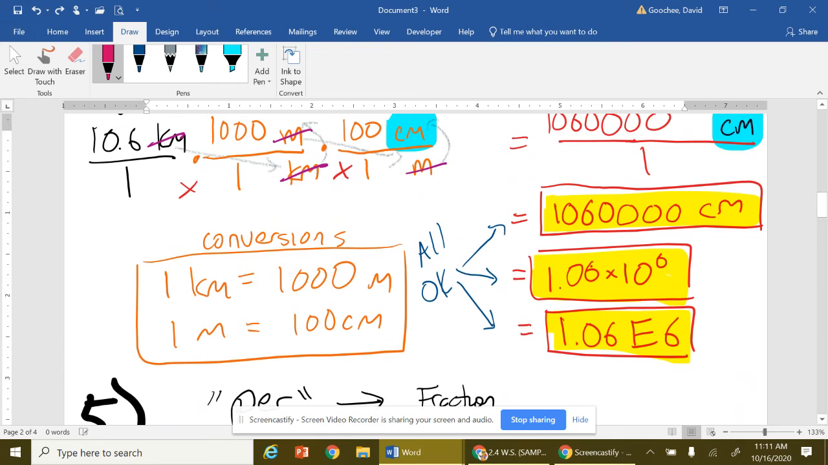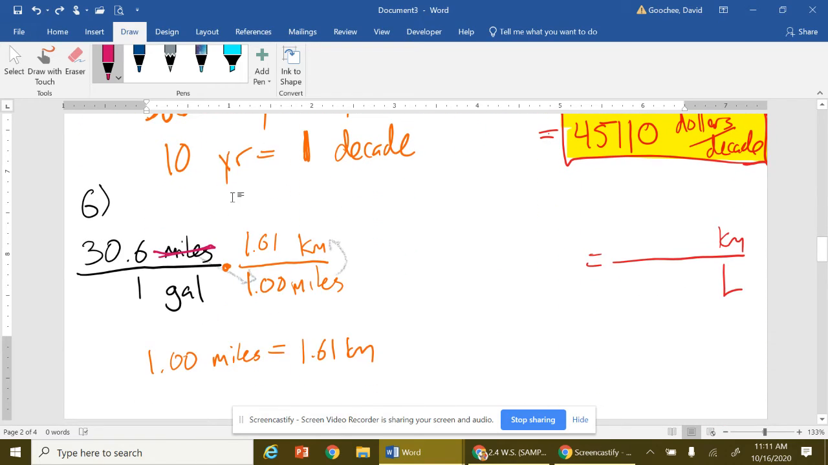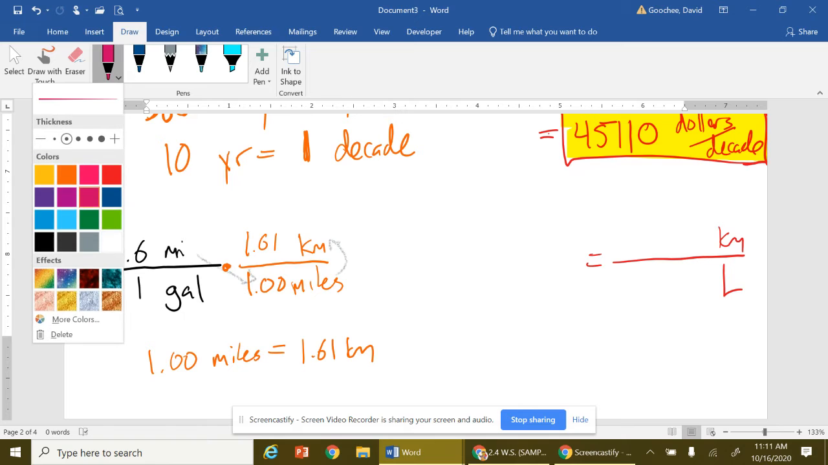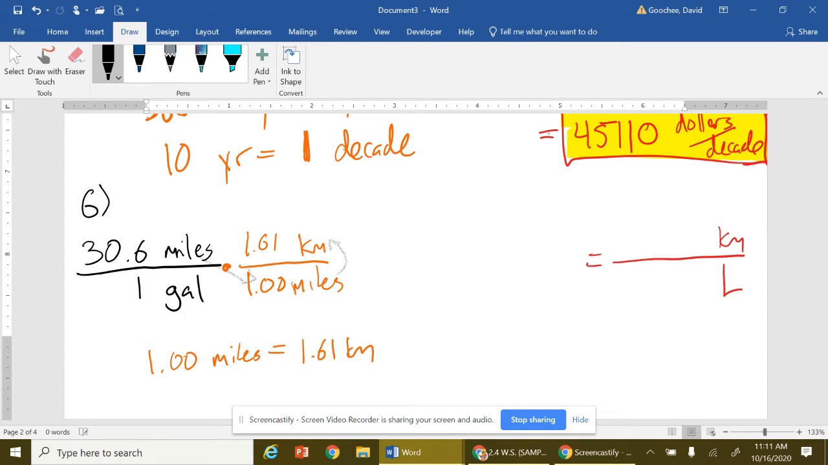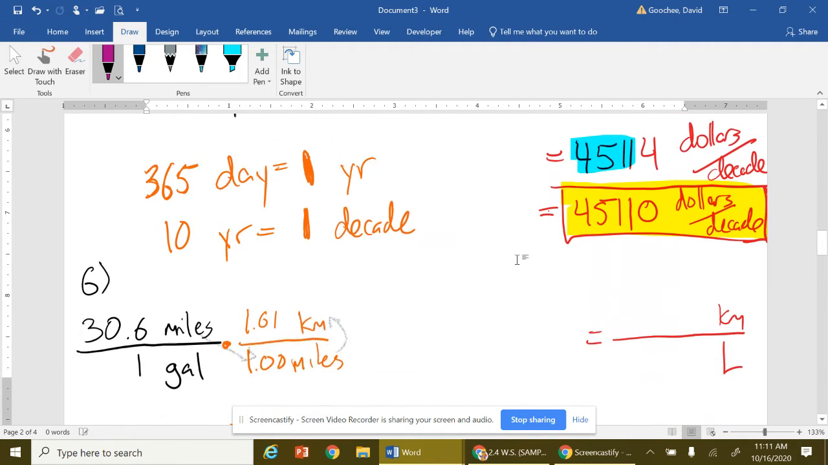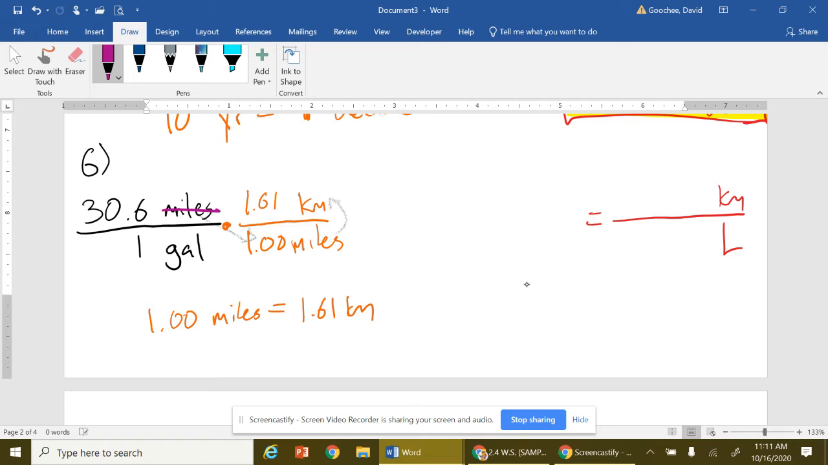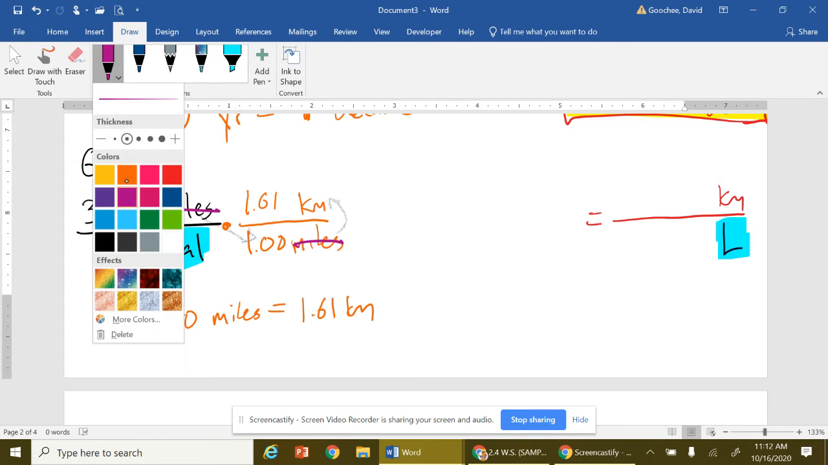Make it look a little neater. All right. So look, we have gotten rid of miles. And so now on top, we have the unit of kilometers, and that's what we want on top. So we are done converting the top units, all right? But we're not done with the problem yet, because we still have the problem with these bottom units. We're in gallons on the bottom. We want to be in liters on the bottom. So we're going to have to convert.